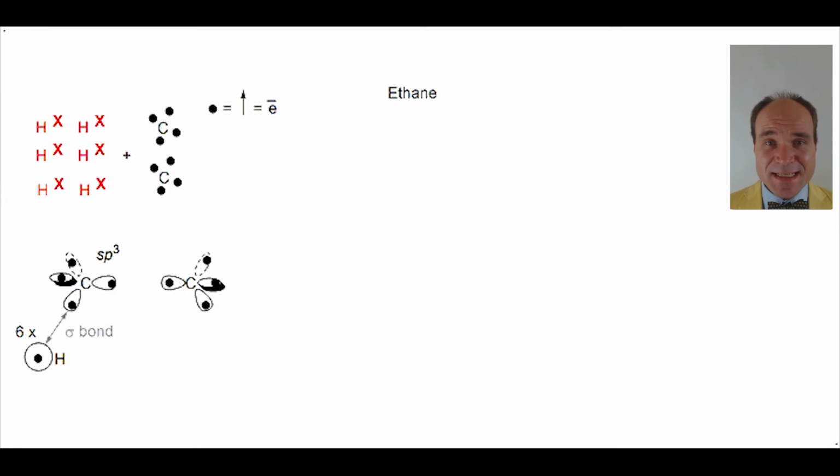This will make a sigma bond. We find 4 CH sigma bonds in methane, and here in ethane we can see 6 CH sigma bonds.